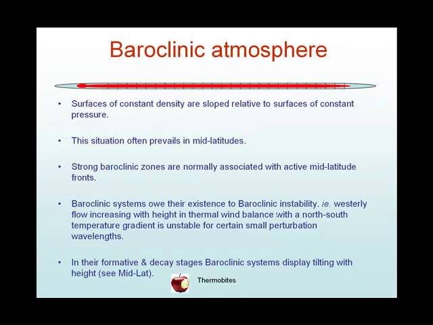Strong baroclinic zones are normally associated with active mid-latitude frontal systems. And these baroclinic systems owe their existence to something known as baroclinic instability, which is where if you have westerly flow increasing with height in thermal wind balance and a north-south temperature gradient, this is unstable for certain small perturbations. These grow into large perturbations, which gives you the alternating high and low pressure systems you see in the mid-lats. In their formative stages and decay stages, baroclinic systems display tilting with height, and you'll explore all of this more in mid-latitude.